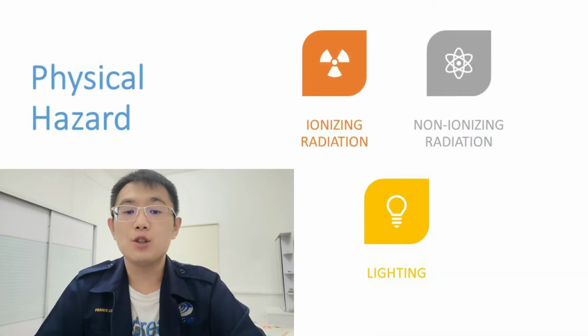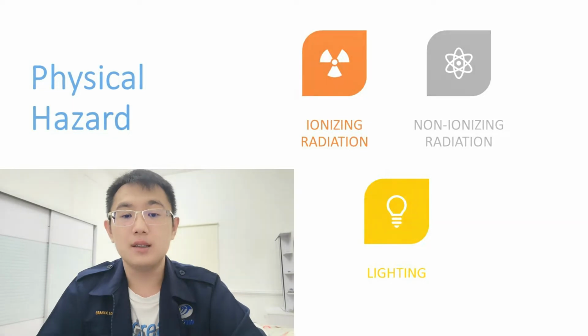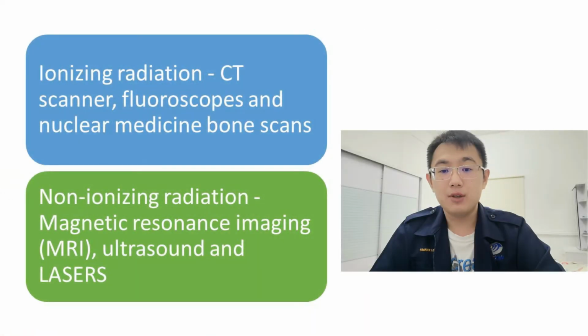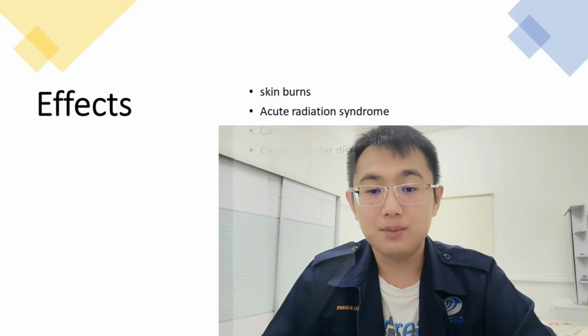The physical hazards which might affect hospital personnel are ionizing radiation, non-ionizing radiation, and lighting. The examples for ionizing radiation are CT scanners, fluoroscopes, and nuclear medicine bone scans. The examples for non-ionizing radiation are magnetic resonance imaging (MRI), ultrasound, and laser. Exposure to high levels of radiation can cause acute health effects such as skin burns and acute radiation syndromes.